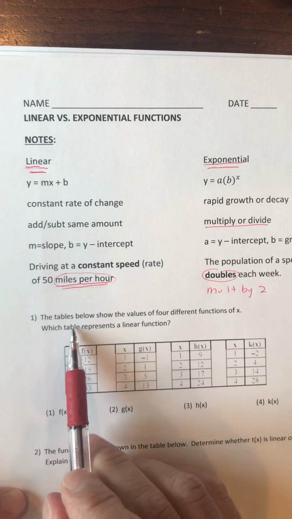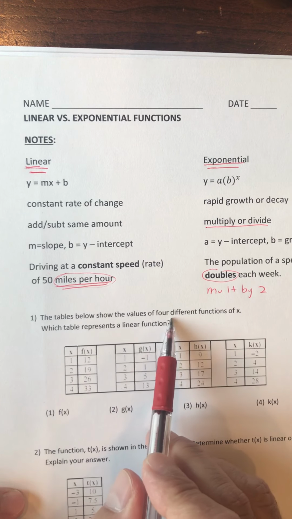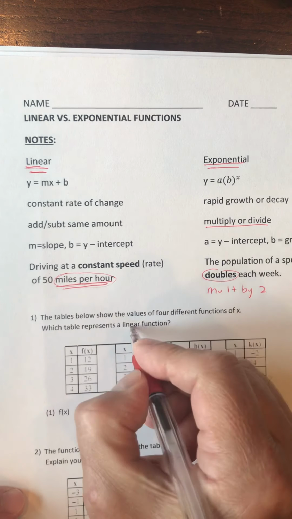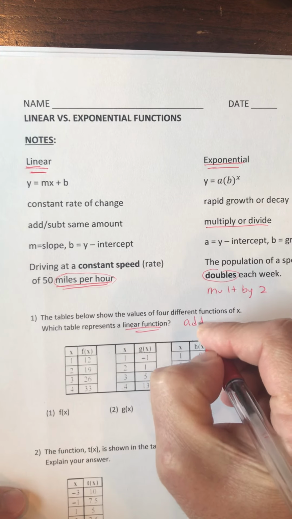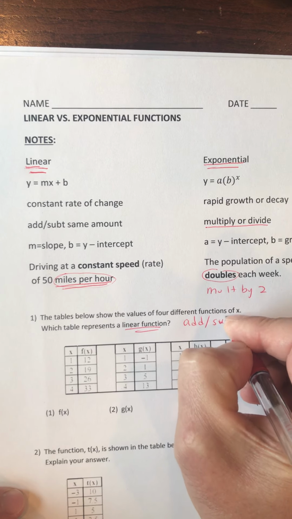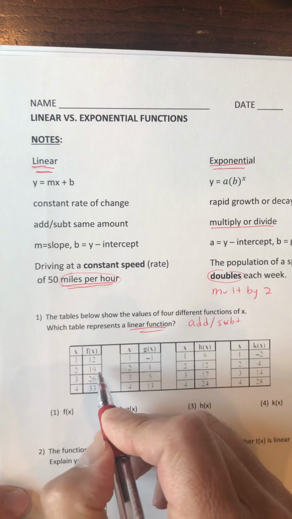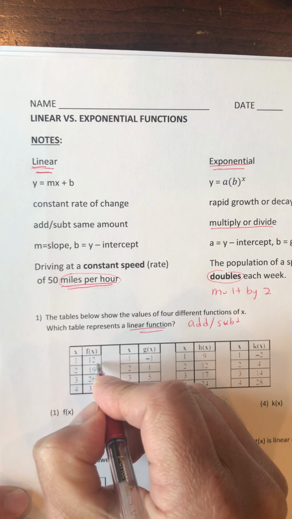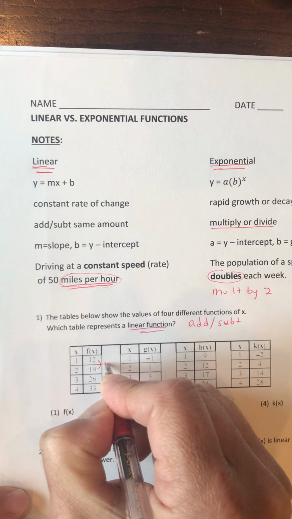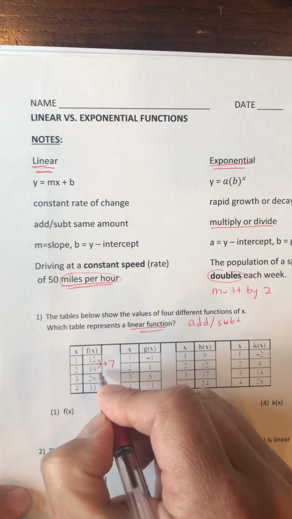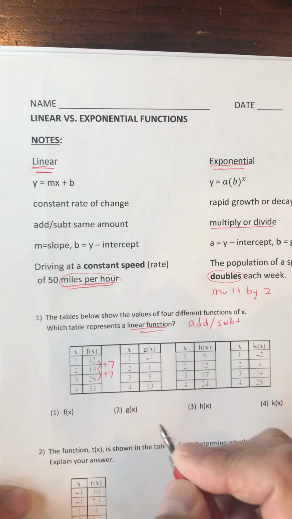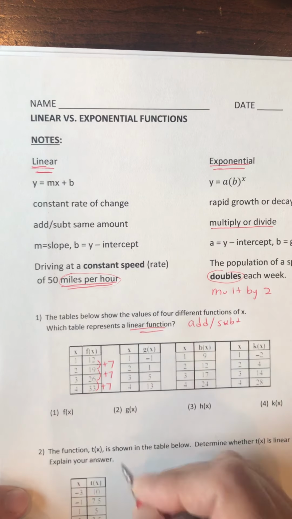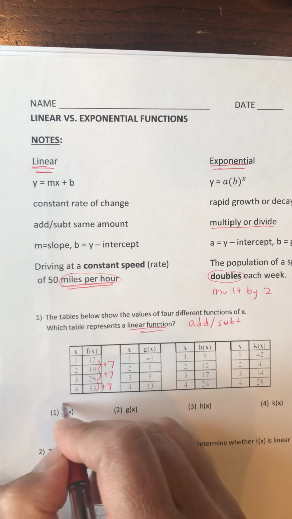All right, so look at number 1. It says the table below shows the values of 4 different functions of x. Which table represents a linear function? So you're looking for something that's going to add or subtract the same amount. You've got to check all the values and make sure. If I look at the first choice, it goes from 12 to 19. It's adding 7. Then it goes from 19 to 26. It's adding 7. Then from 26 to 33. It's adding 7. So that's going to be linear.